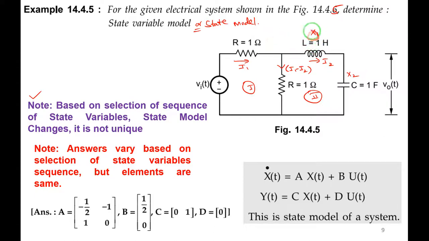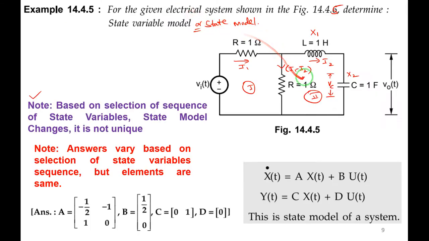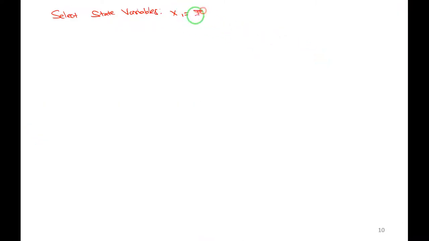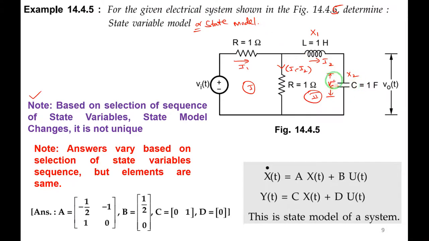I'm taking this as x1. X1 is I2. X2 is Vc, the voltage across the capacitor. Let me write it as Vc, voltage across this capacitor. This is x2. So let me select state variables. What is x1? x1 is the current flowing through this inductor, L equal to 1 Henry. That is I2. Then x2, the second state variable, is the voltage across this capacitor, Vc. Is it fine?